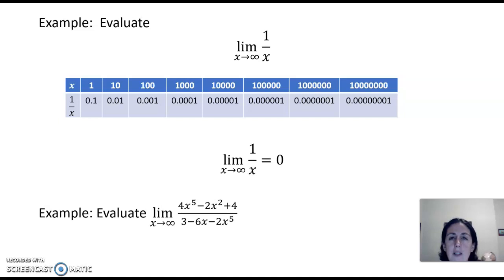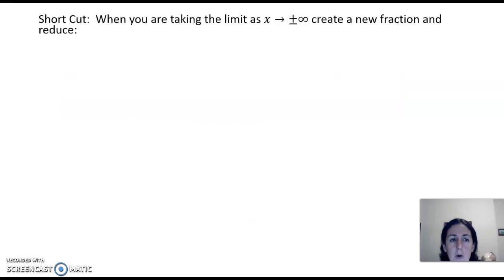But what would happen if we wanted to evaluate the limit as x approached infinity of this function here? Can you imagine trying to make this same table, plugging in 1, 10, 100, 1,000, a million, all the way up into this function right here? It would take a really long time, and you would see it would become very, very tedious. So there is a shortcut.